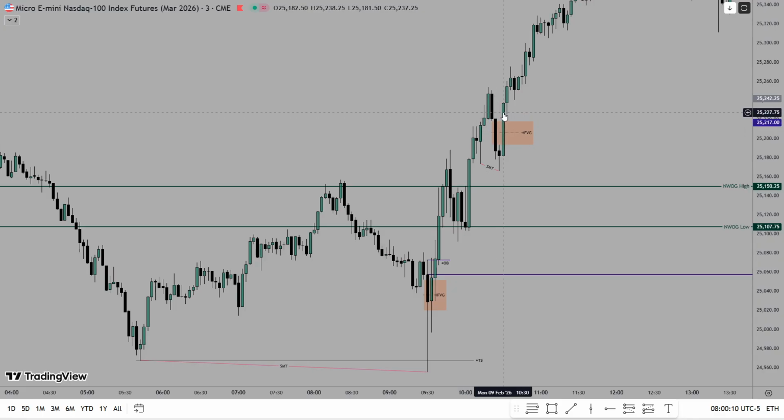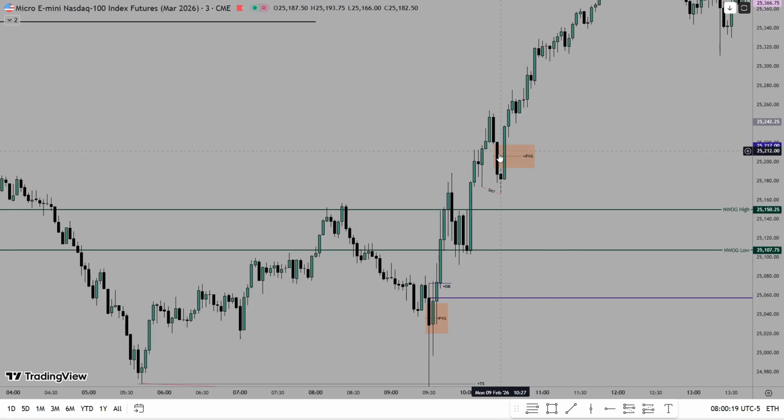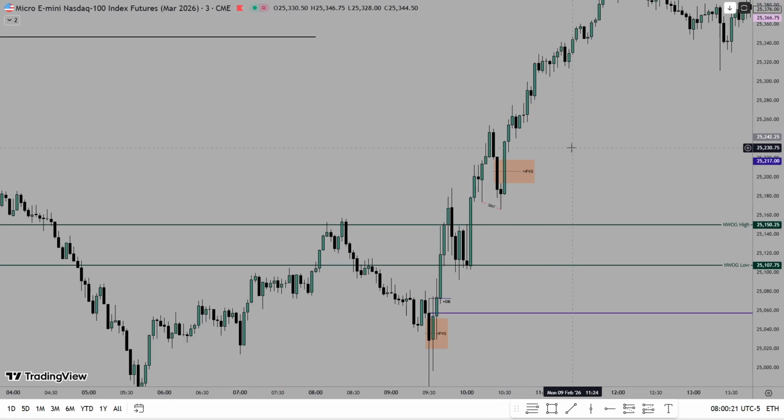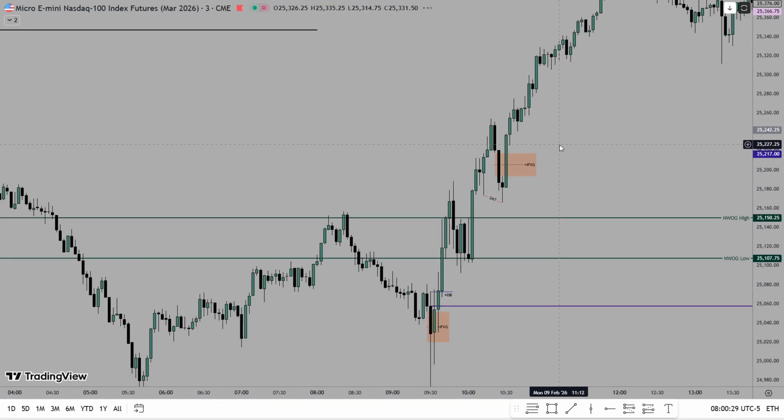After that, at 10:30, confirmation of an inversion fair value gap. When this inversion fair value gap confirmed, we can anticipate one entry after closing this candle. So this was the second entry based on the 3-minute time frame. Now come to the 1-minute chart.